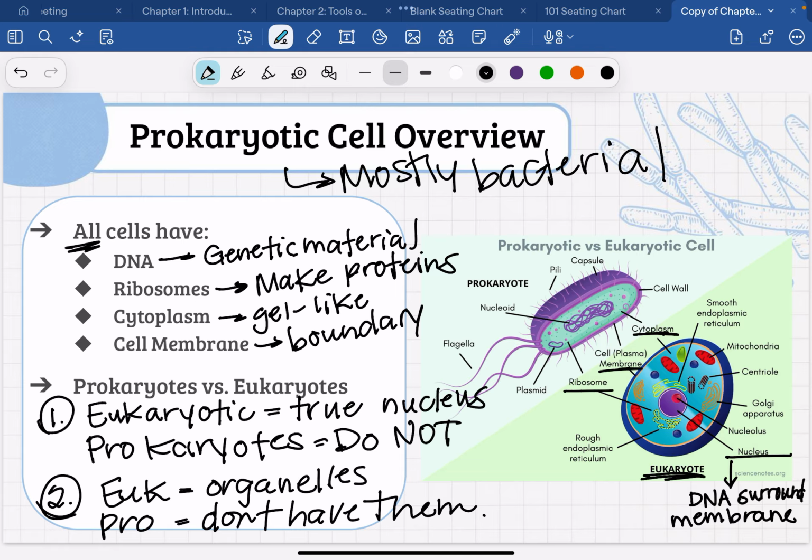Everything is open. Everybody likes the open spaces in these new houses. And that is how prokaryotic cells are. Prokaryotic cells do not have separate compartments. They are all open. All right, that's the biggest difference.